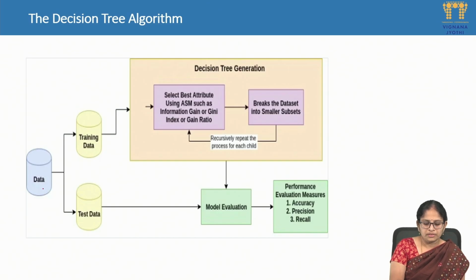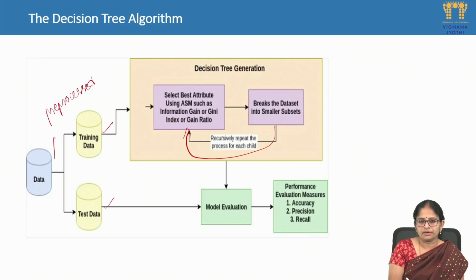So we start with the raw data, and this is going to be pre-processed. And then it is split into training and testing sets. This training set is used to build the decision tree model, where we select the best attribute by using an attribute selection measure, and then we break the data set into smaller subsets. This is an iterative process. It keeps on continuing until one of the termination conditions mentioned in the algorithm is met.